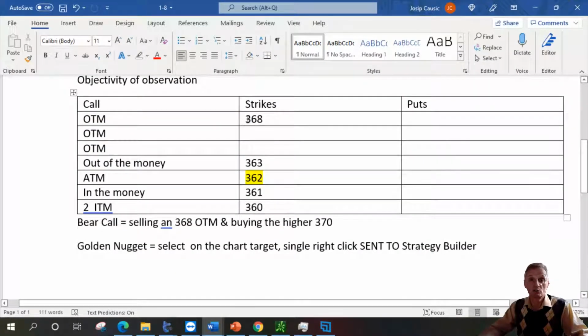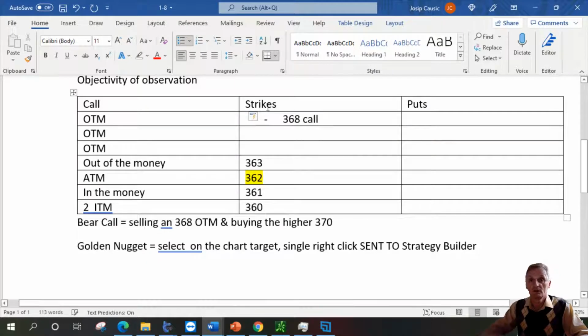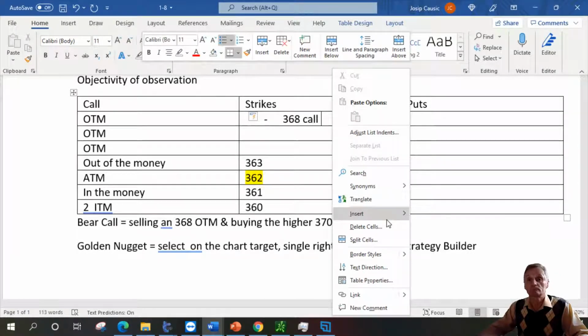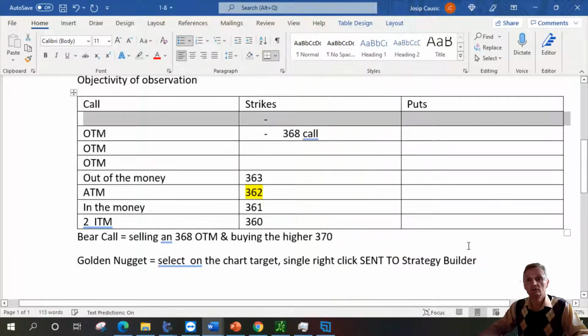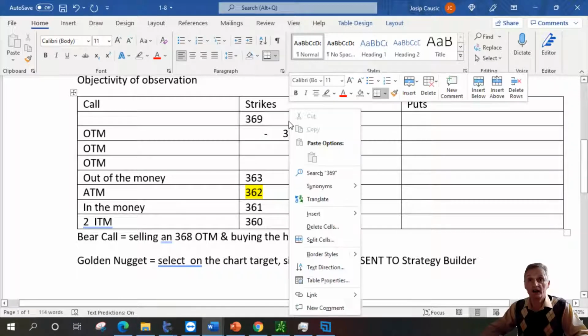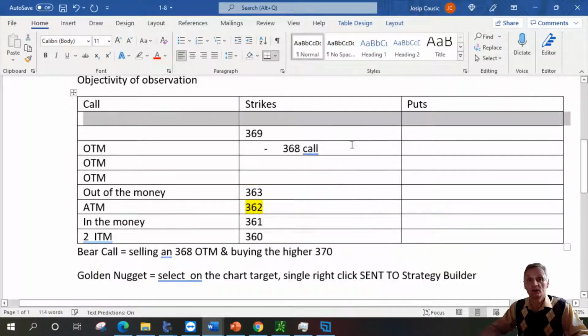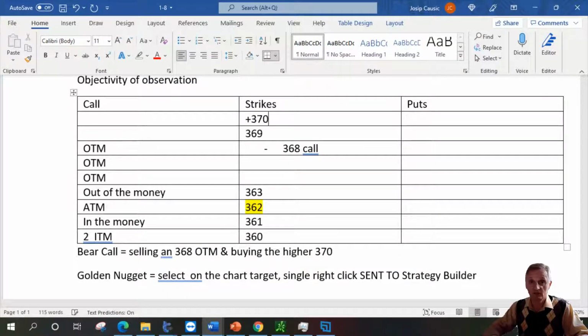So this is the one that I'm selling. I'm selling the 368 call, and I will then be adding the buy right above. I will not do anything with the 369, but I can add one more leg above it because this is the one that I'm going to be buying. So I'm going to be buying the 370 call.